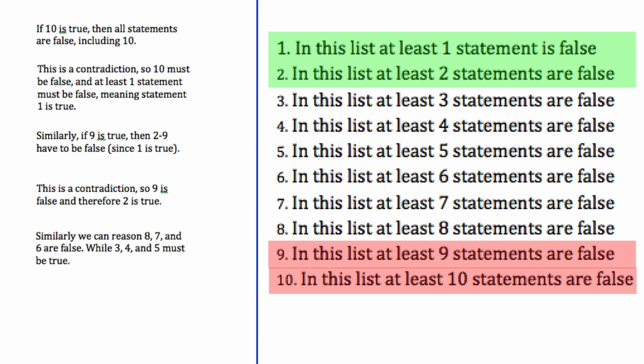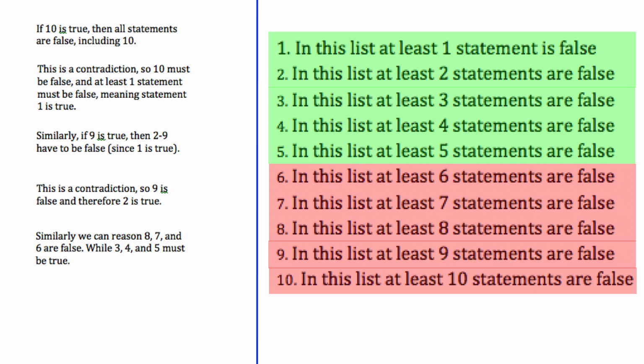We can similarly proceed to show that statements 8, 7, and 6 are false, while 3, 4, and 5 must be true. So what we end up with is 5 true statements and 5 false statements, and this turns out to logically work. So statements 1 through 5 are true, and statements 6 through 10 are false.